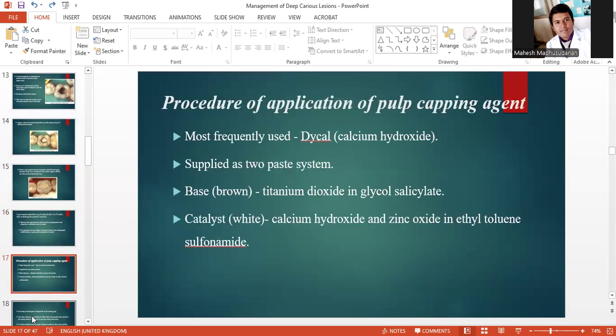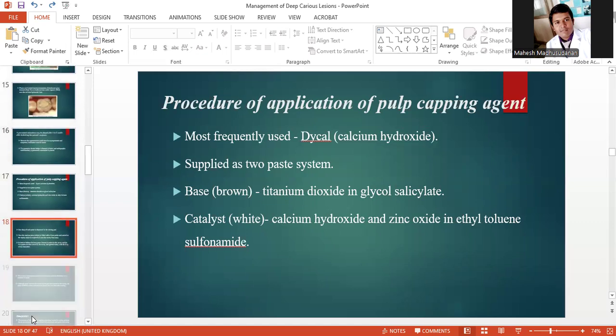Then the procedure of application of pulp capping agent. The most frequently used one is Dycal, or calcium hydroxide, which is supplied as a two-phase system consisting of a base paste, which is brown in color, consisting of titanium dioxide and glycol salicylate, and a catalyst paste, which is white in color, consisting of calcium hydroxide and zinc oxide in ethyl toluene sulfonamide.